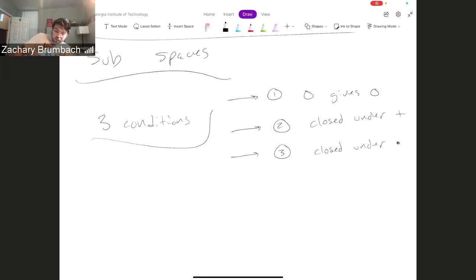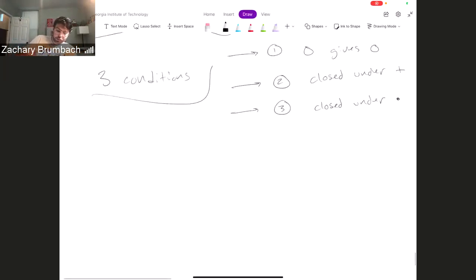Cool. The alternate path is once you check 1, if it is a column space or null space, it's a subspace. Okay? You can skip the last 2 steps if you can put it in a matrix and describe it as either a column space or a null space. Okay?